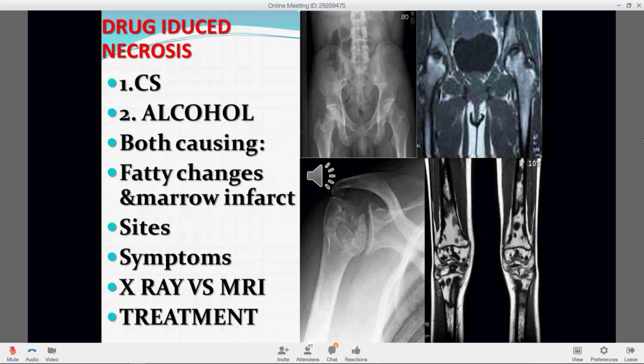Treatment: early changes, if not actually reversible, can be prevented from expanding by stopping the steroids and alcohol. Analgesics, weight relief, and physiotherapy are often required. Decompression of the affected bone by drilling may relieve symptoms and even prevent progressive changes in very early cases. If the joint surface has collapsed, reconstructive surgery is required.